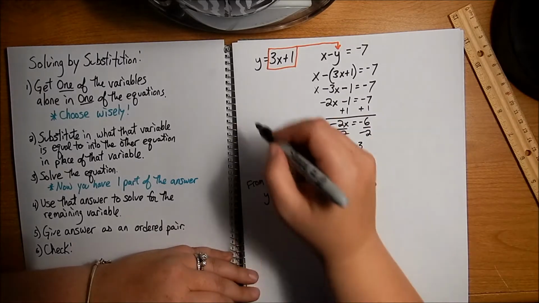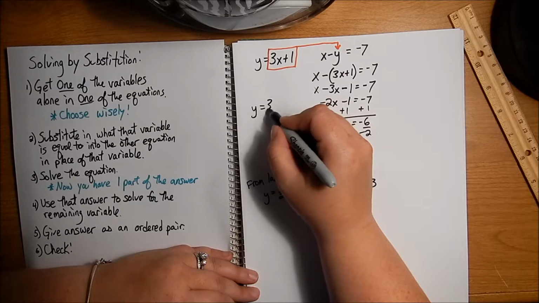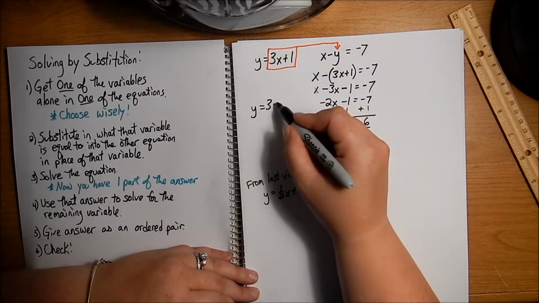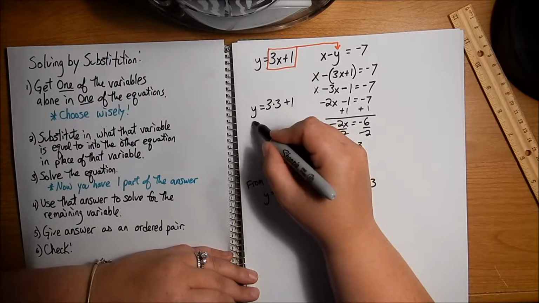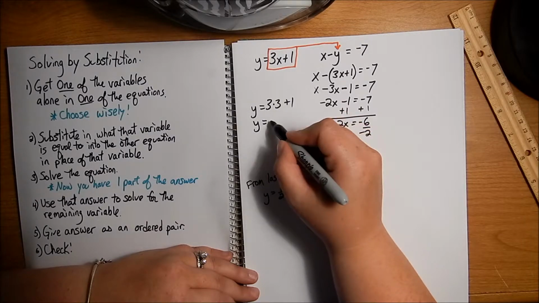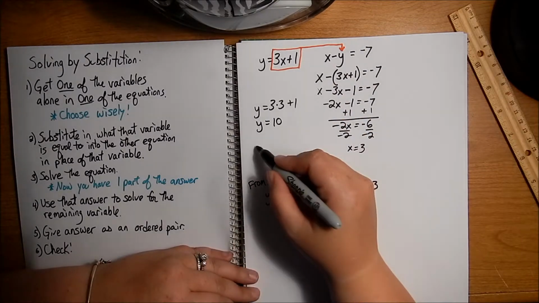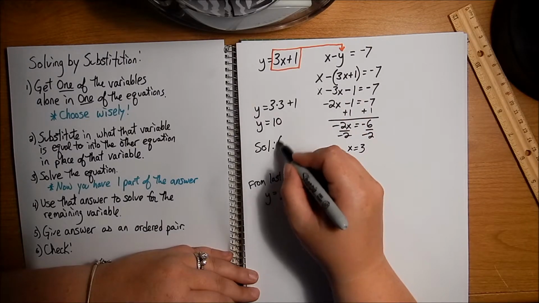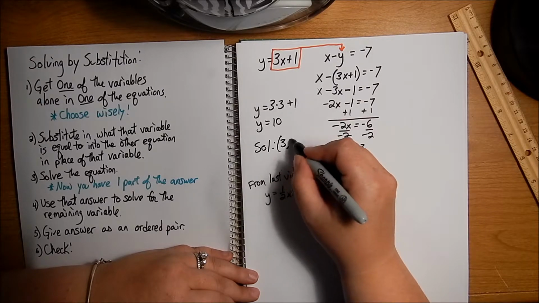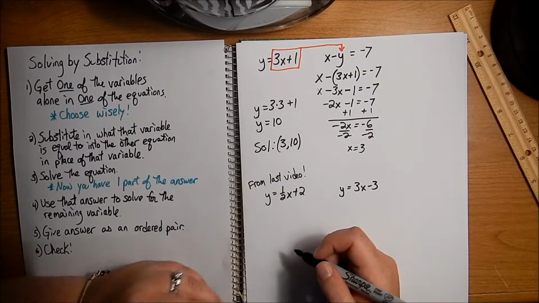I can just go back over here. Y equals 3 times, now I know that x is 3. So y is going to be 9 plus 1 is 10. So my solution is 3, 10. Okay.